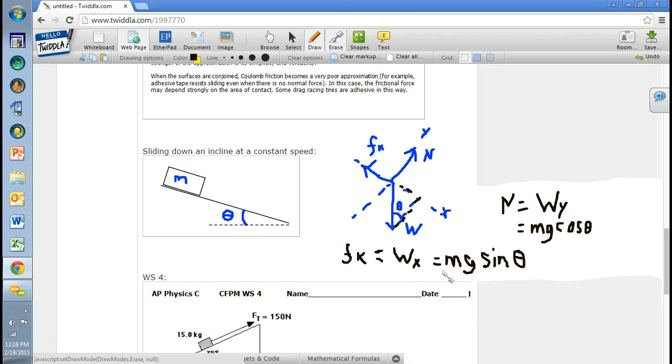Okay, then I'm going to go a little bit further now. I want to use our mathematical model we just found, and that was that the kinetic friction is equal to the coefficient of friction, mu k, times the normal. Okay, we just found out what Fk is. It's mg times the sine of the angle.